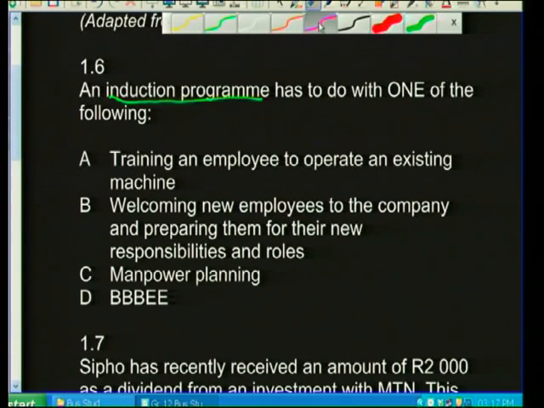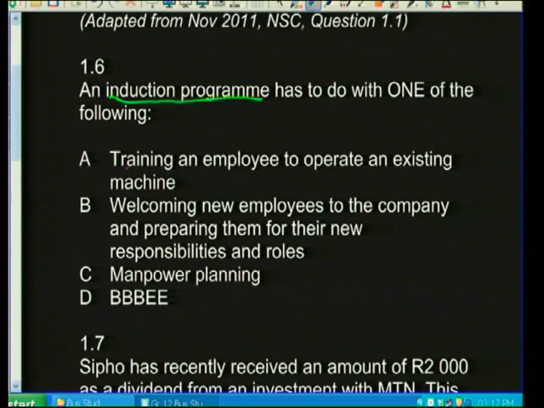Firstly, we have training an employee to operate an existing machine. Now that's definitely part of the HR function. You are responsible for training the workers, but that doesn't mean it's part of induction. Welcoming new employees to the company and preparing them for new responsibilities and roles.